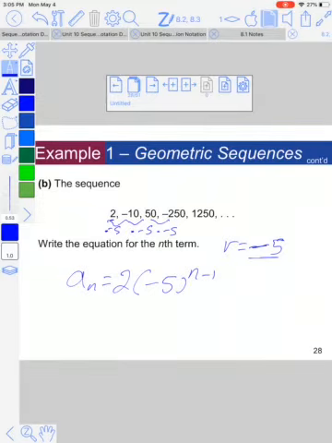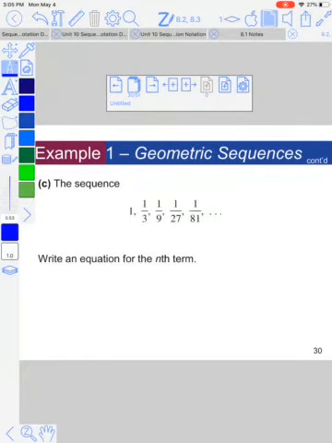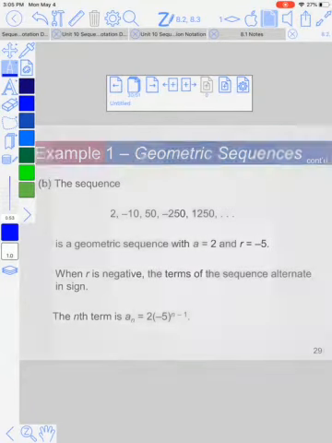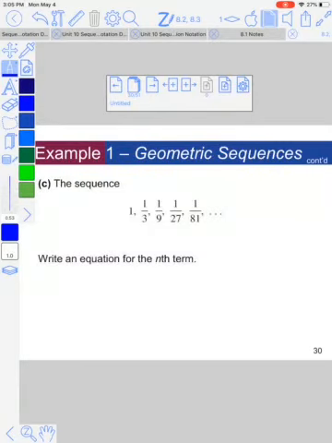All right, let's go to slide number 30. It says, here's our sequence. They want an equation for the nth term. Well, if you can't see that from 1 to 1/3, you multiply by 1/3, maybe you want to divide. 1/3 divided by 1 is 1/3.